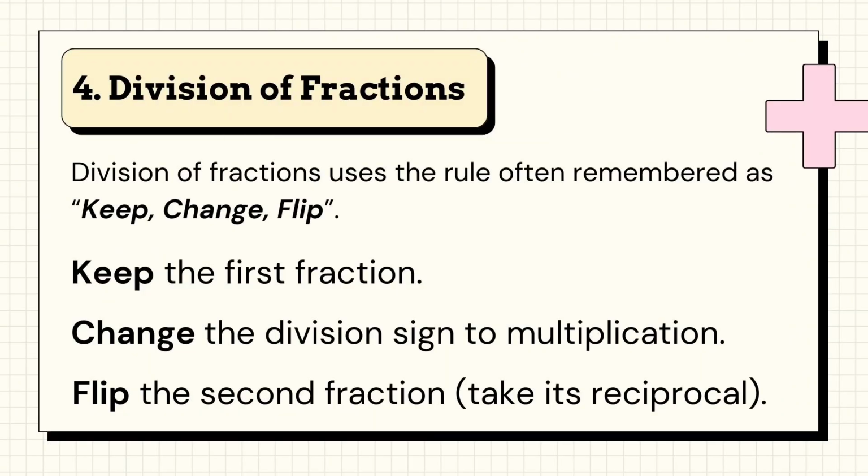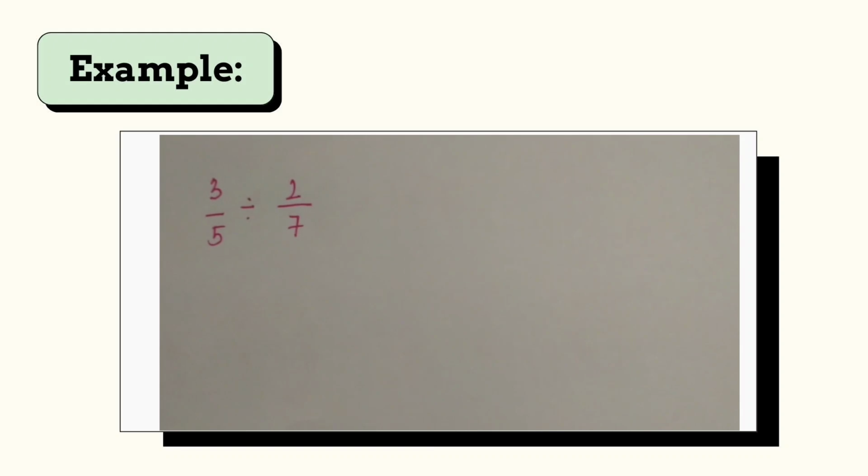Lastly, we have the division of fractions. Division of fractions uses the rule often remembered as keep, change, flip, wherein we need to keep the first fraction, change the division sign to multiplication, and flip the second fraction to take its reciprocal. Now, let us consider this problem. 3 over 5 divided by 2 over 7. The steps we need to do are keep, change, and flip.